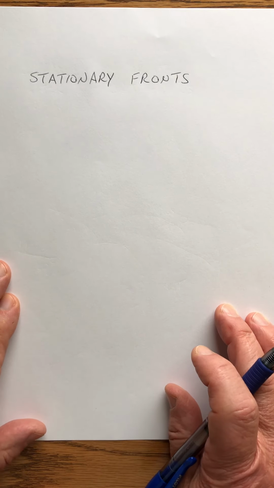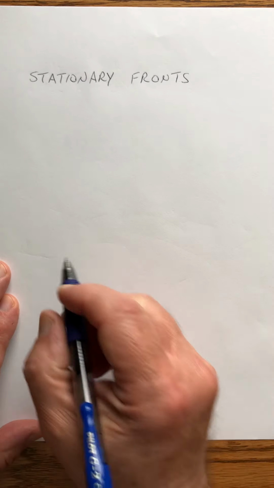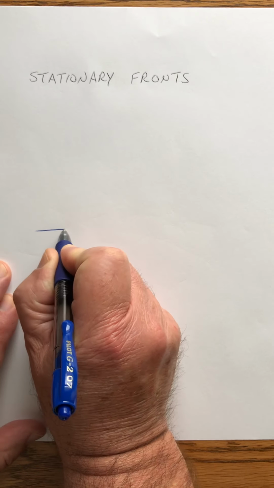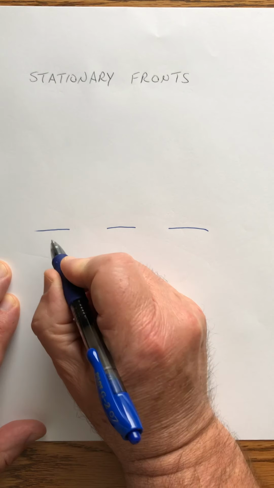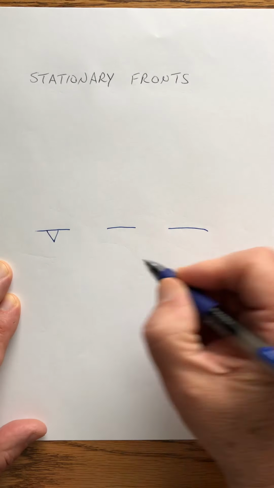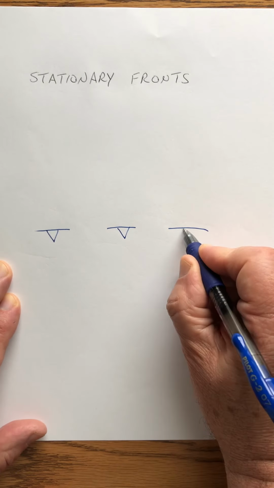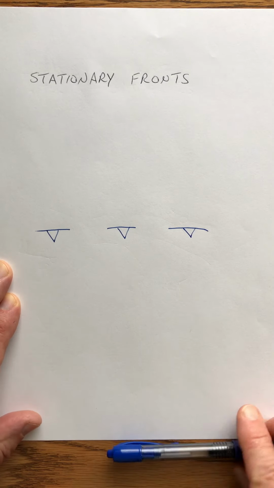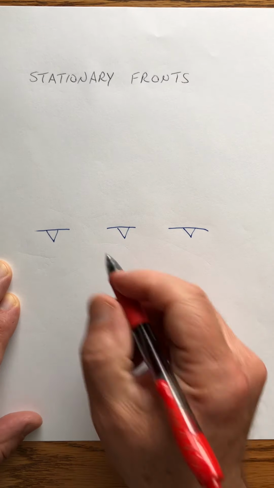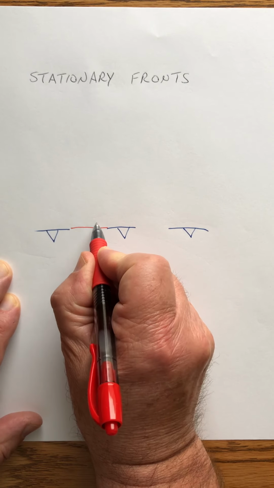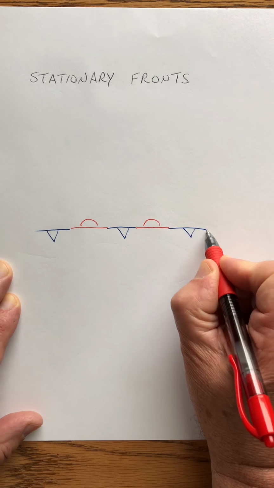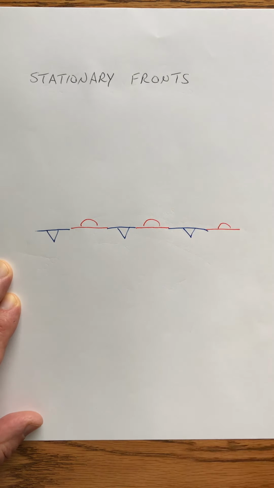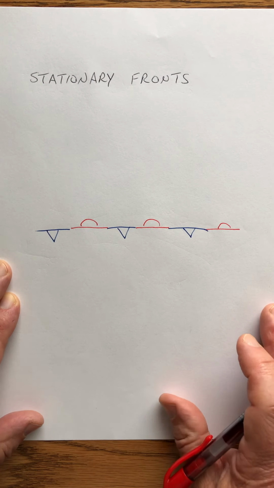So a stationary front, as the name implies, is a front that doesn't move very much. It is represented by an alternating red and blue line. The blue line is basically a broken-up cold front, and it points in the direction that cold air wants to move. Alternating between that are red lines with red semicircles that point in the direction that maritime tropical air, warm moist air, wants to move.